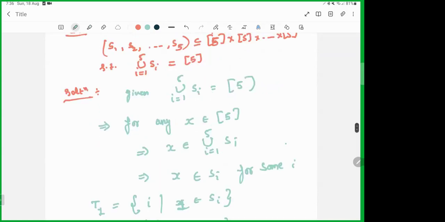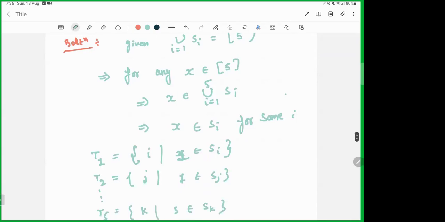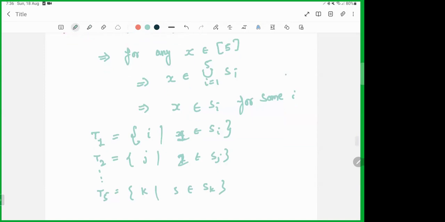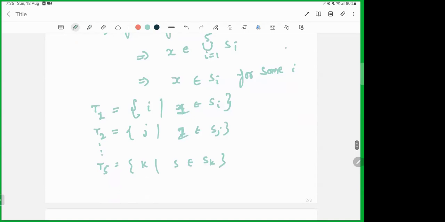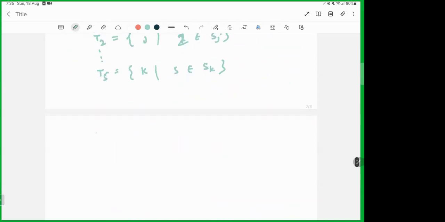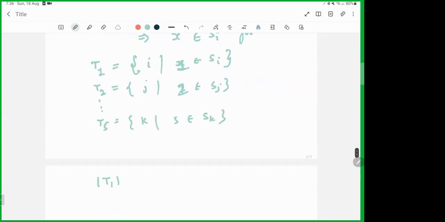What are the possible choices of Si? If we know T1, we know which sets one belongs to. If we know T2, we know which Sj two belongs to. If we know T3, we know which possible sets three belongs to. In this way we know each of the Si. You are getting me or not? So what are the possible cardinalities of each Ti? We have to find the number of five-tuples. What can be the possible cardinality of T1? T1 can be any non-empty set, right?